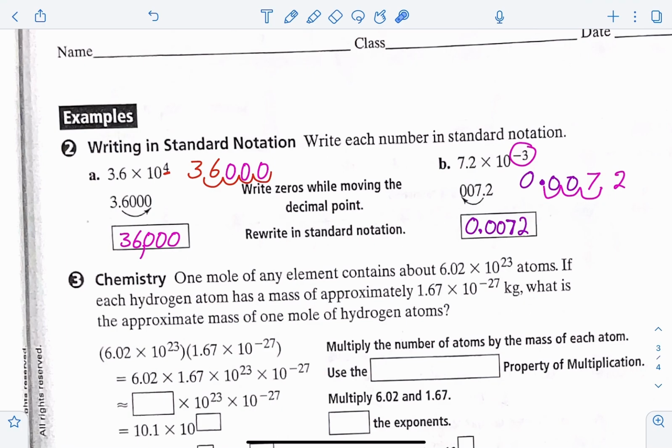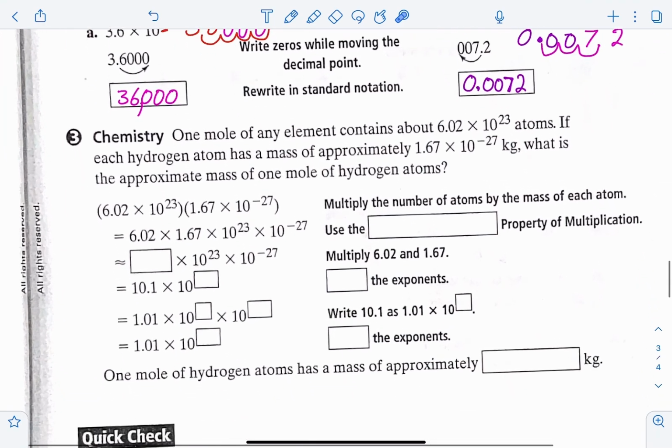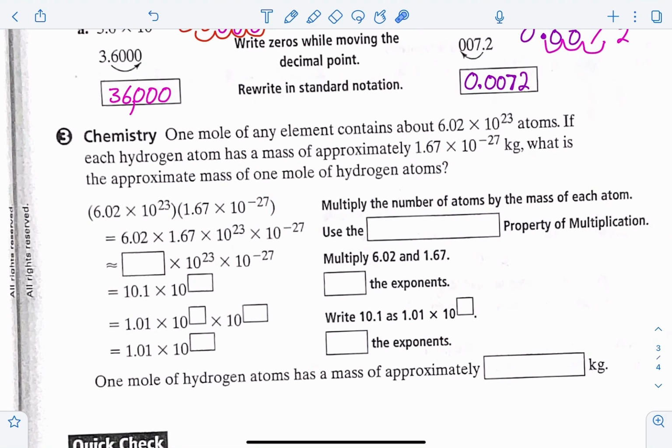Okay, the last piece you're going to be doing is taking two things that are in scientific notation and multiplying them together. It looks like it's going to be a lot of steps and a little bit confusing, but once you see the pattern, it's not so bad.